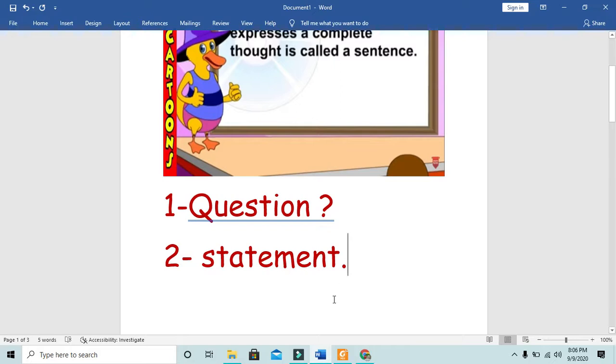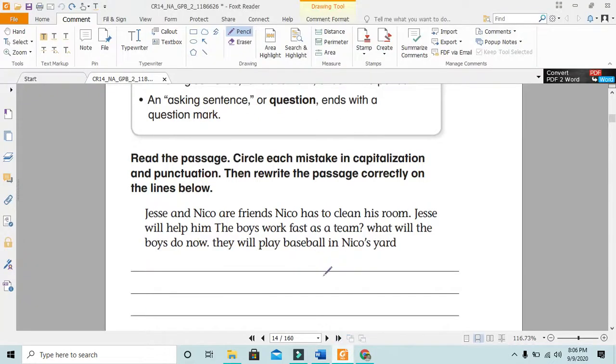Now let's go to our grammar book. Open page 4. What should we do here? Read the passage. Circle each mistake in capitalization and punctuation. Then we write the passage correctly on the lines below. Let's read together and figure out the mistakes.